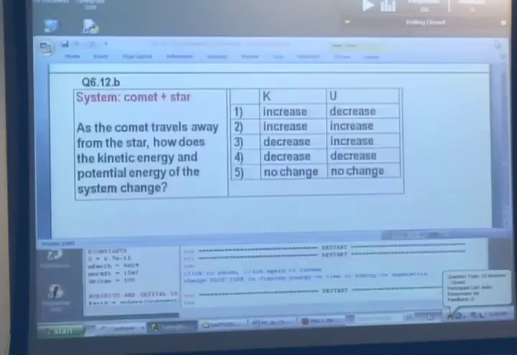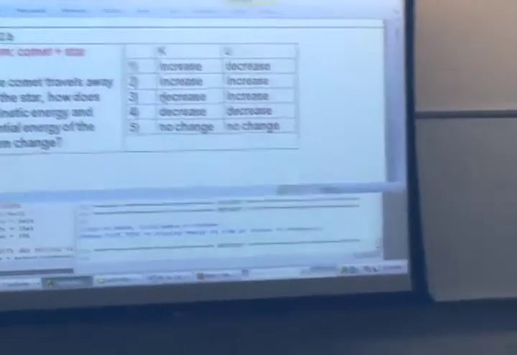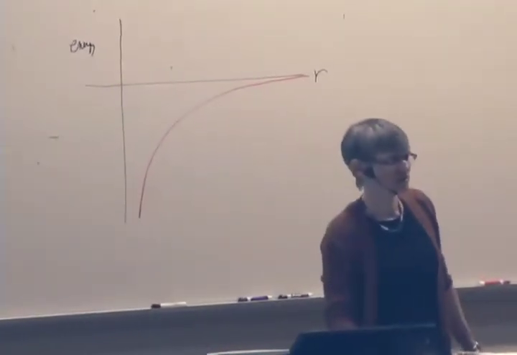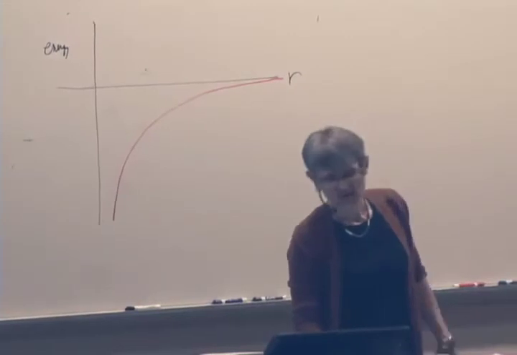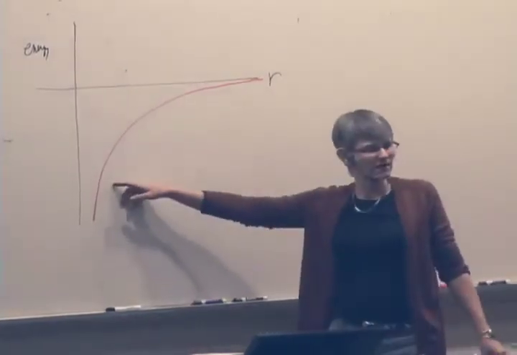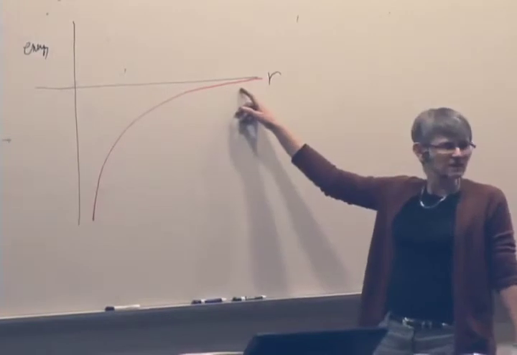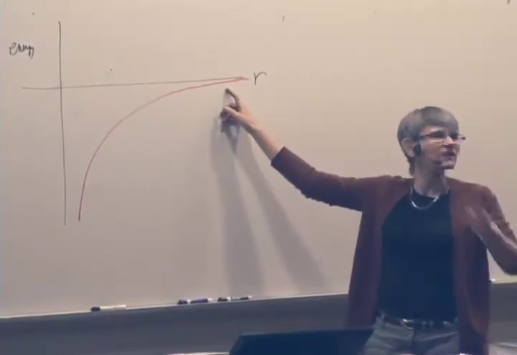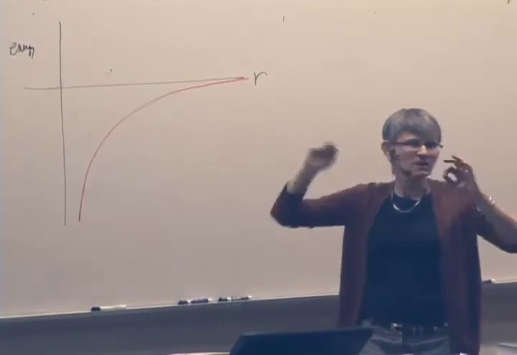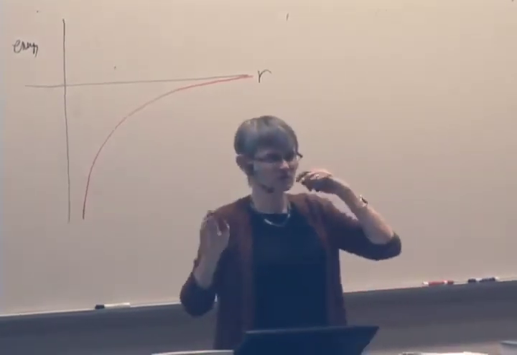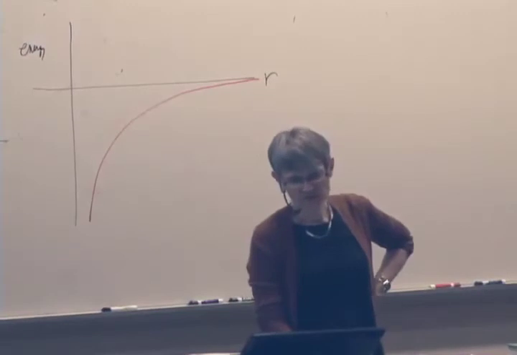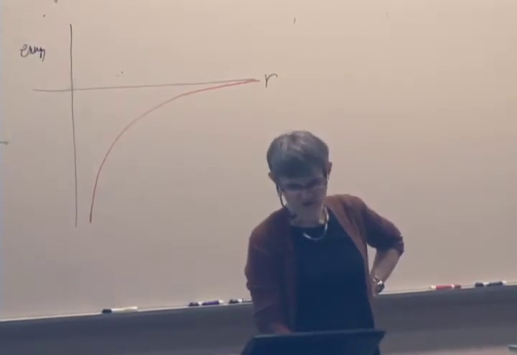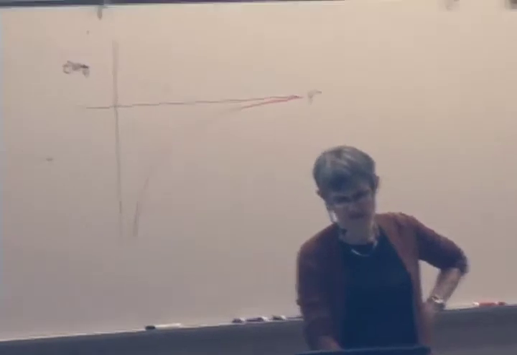Okay, so answer 3 says the kinetic energy decreases and the potential energy increases. So let's look at, is that what we were seeing? So as it was going away, as R got bigger, the gravitational potential energy got less negative, so it was increasing. And was the kinetic energy decreasing? What would we see if the kinetic energy were decreasing? It'd be slowing down. So let's look and see if it's slowing down.